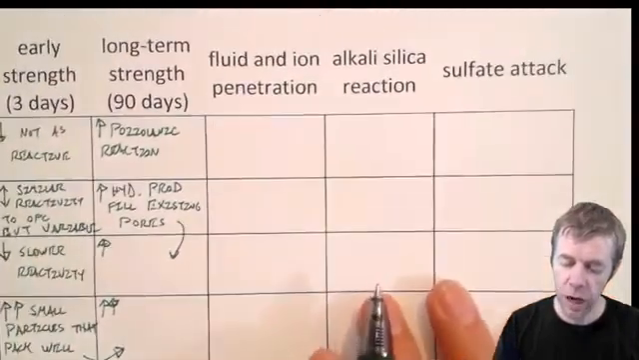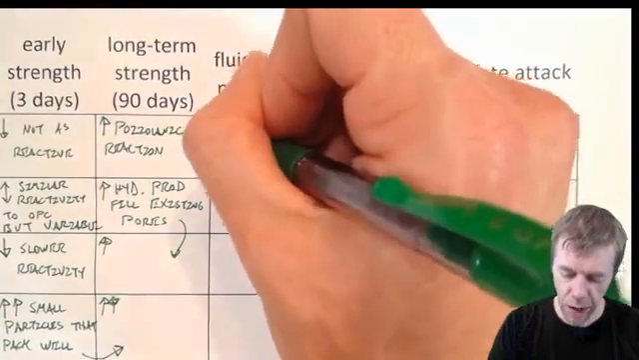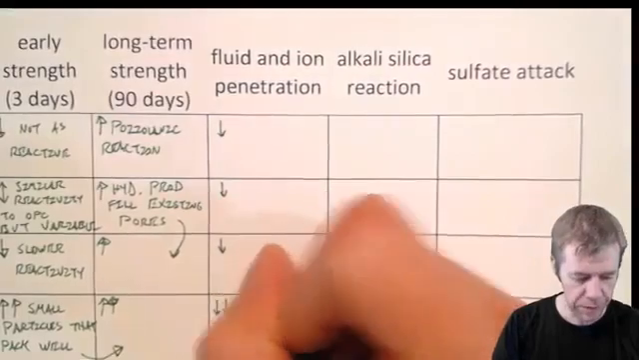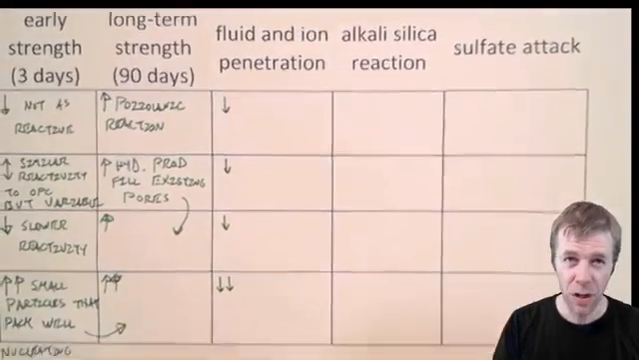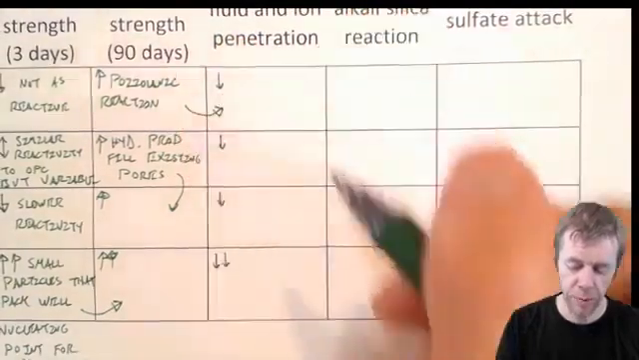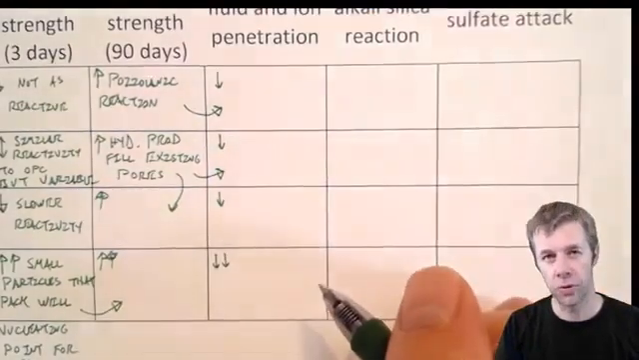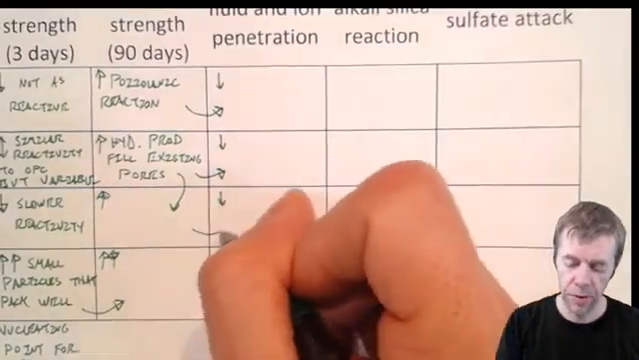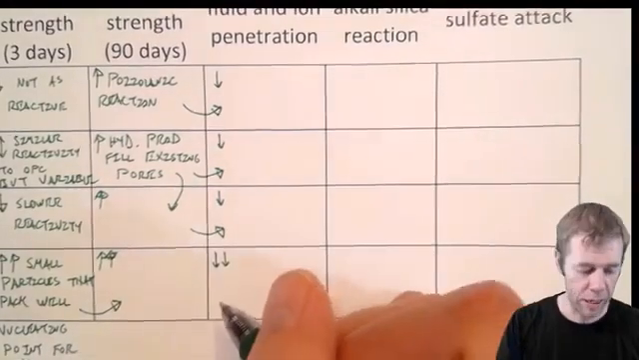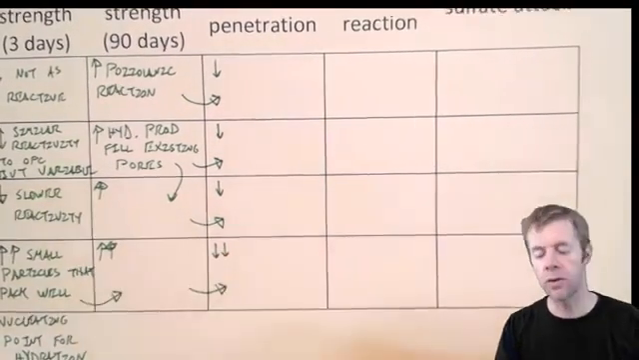Now let's talk about fluid and ion penetration. These are going to all go down, down, down, down, and double down. And the reasons are all the same reasons we talked about before. This pozzolanic reaction is going to form a tighter microstructure. These hydration products, when they form, are going to form in the pores that are already existing. Same thing for the slag, and that's going to help reduce fluid and ion penetration.